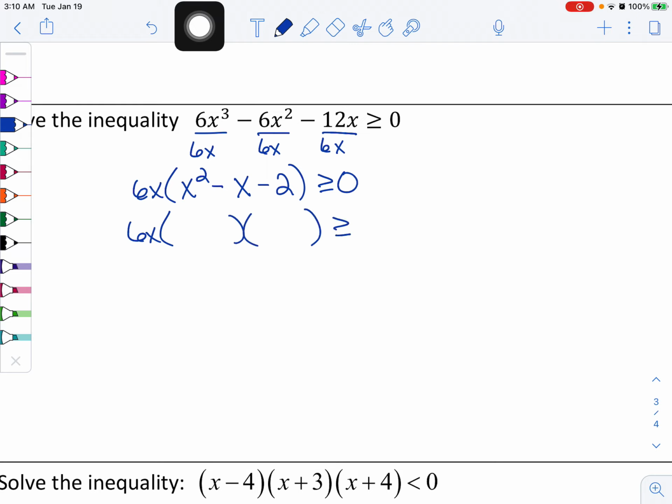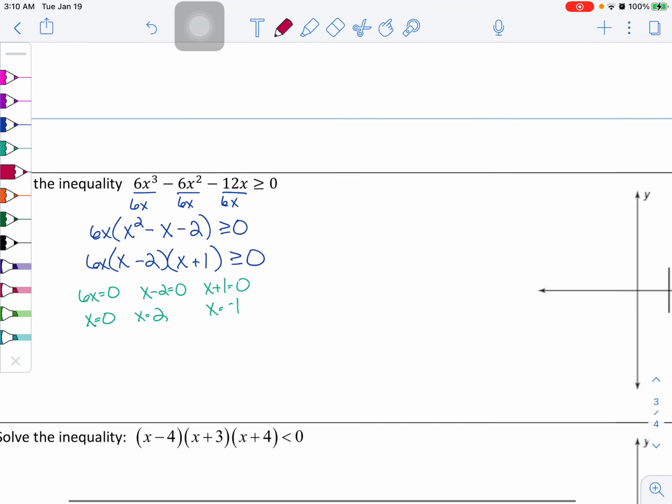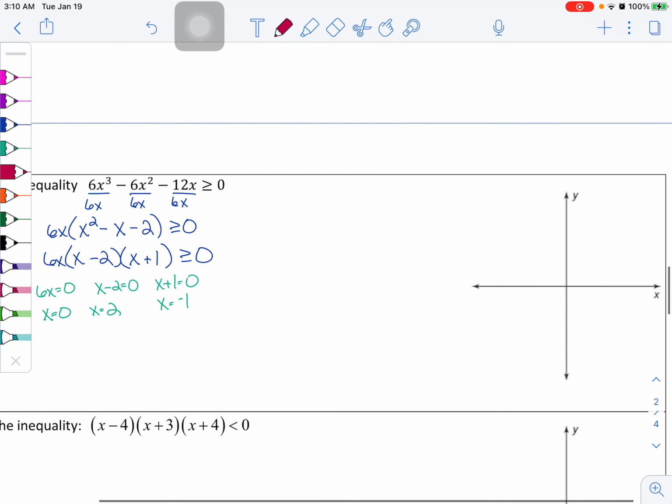What multiplies to negative 2 and adds up to negative 1? Well, negative 2 plus 1. And then I'm going to take each one of these and set it equal to 0 so I can find my zeros. So let's see, x is equal to 0, x is equal to positive 2, and x is equal to negative 1. Each one of those zeros turns into an x-intercept.